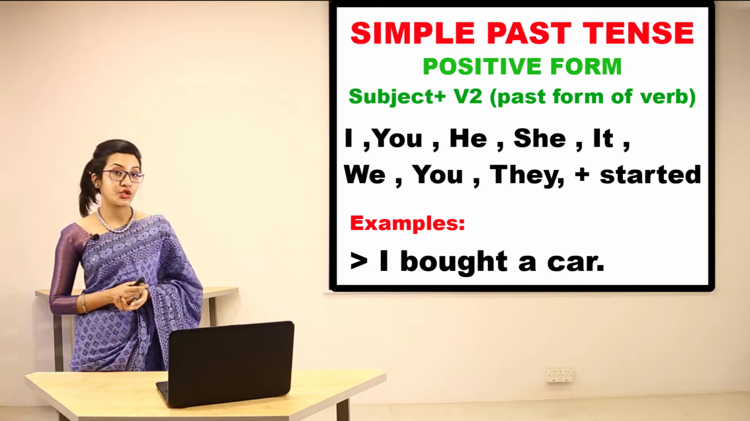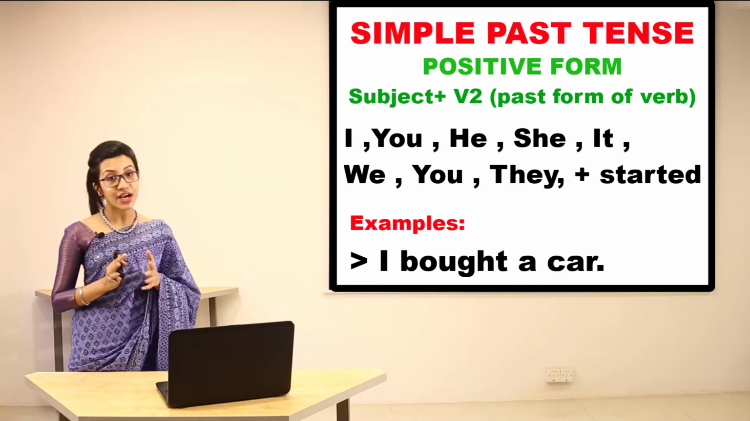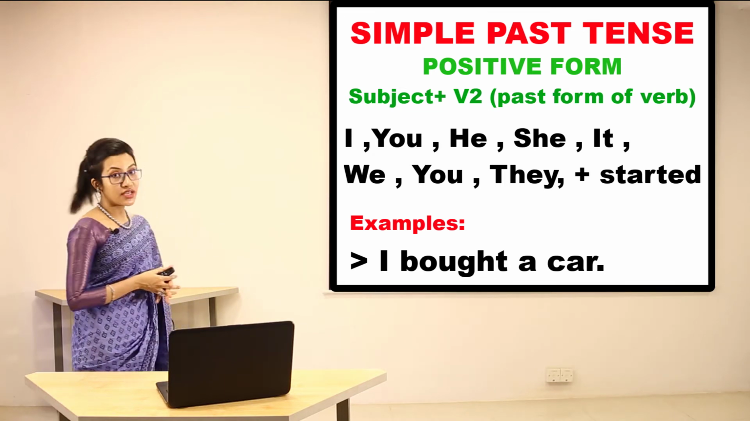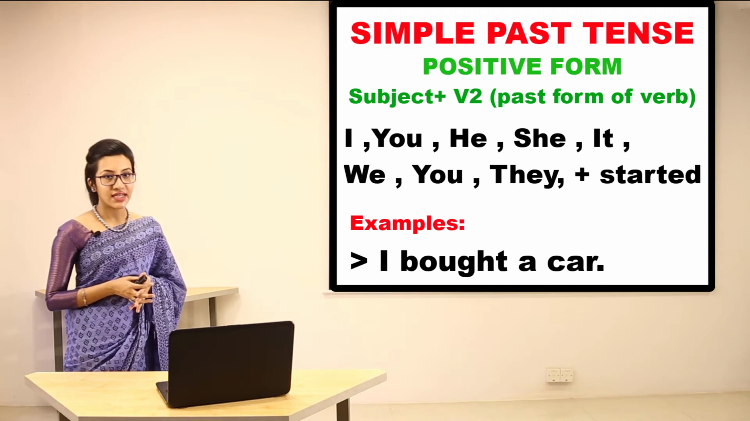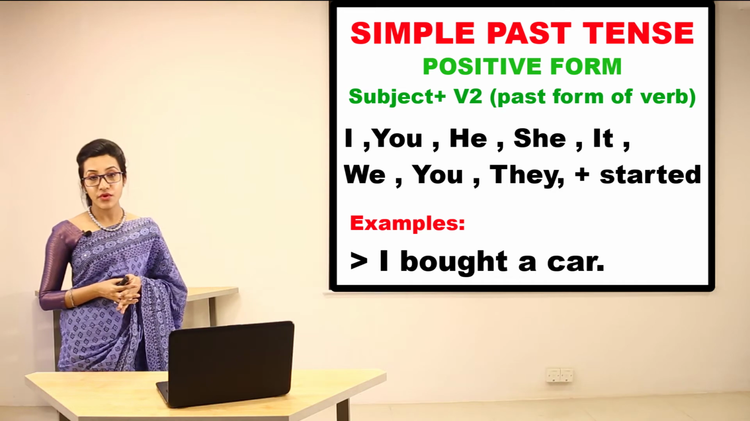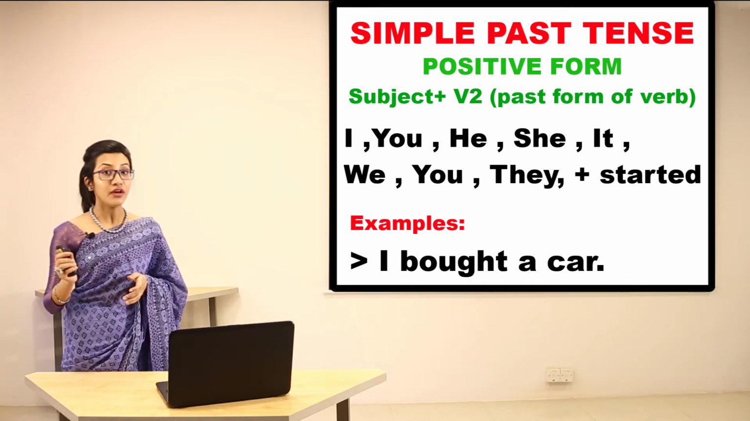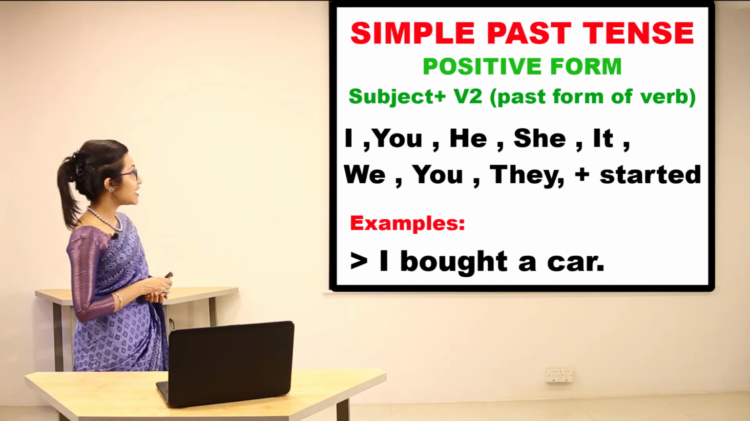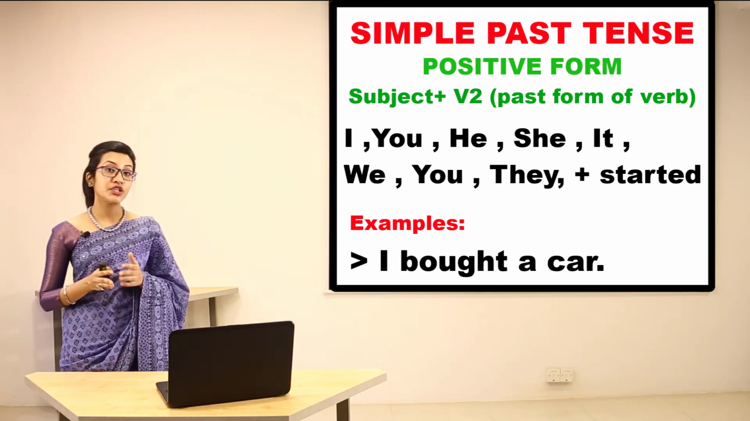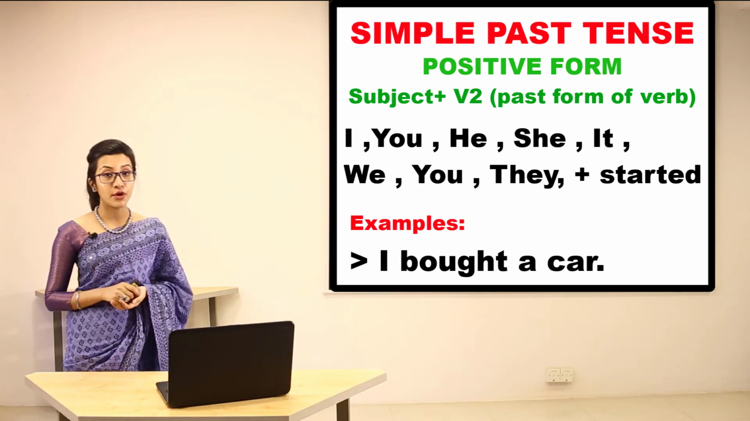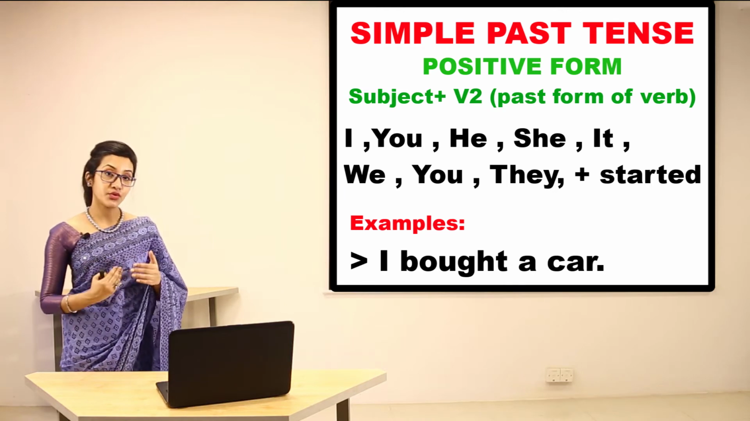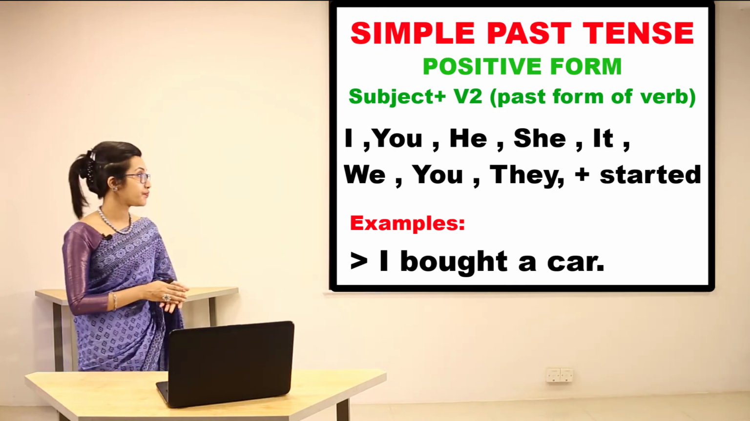Now this is the structure that we are going to follow when we have an action verb in simple past tense. In the positive form, we use the subject and then V2. So what does V2 refer to here? V2 refers to the past form of the verb. For example, I bought a car. We know that bought is the past form of the main verb buy. Why have we used bought here? Because it is referring to an action that happened before now.